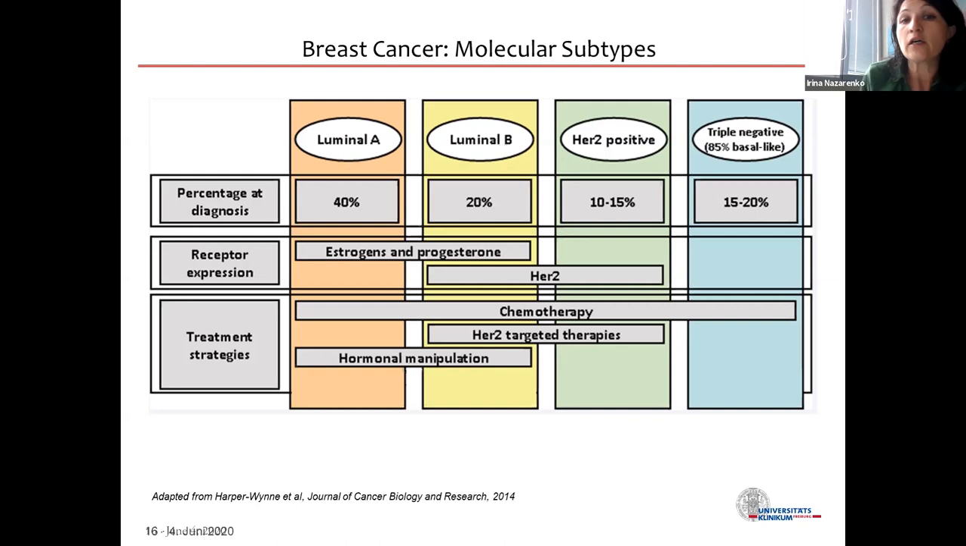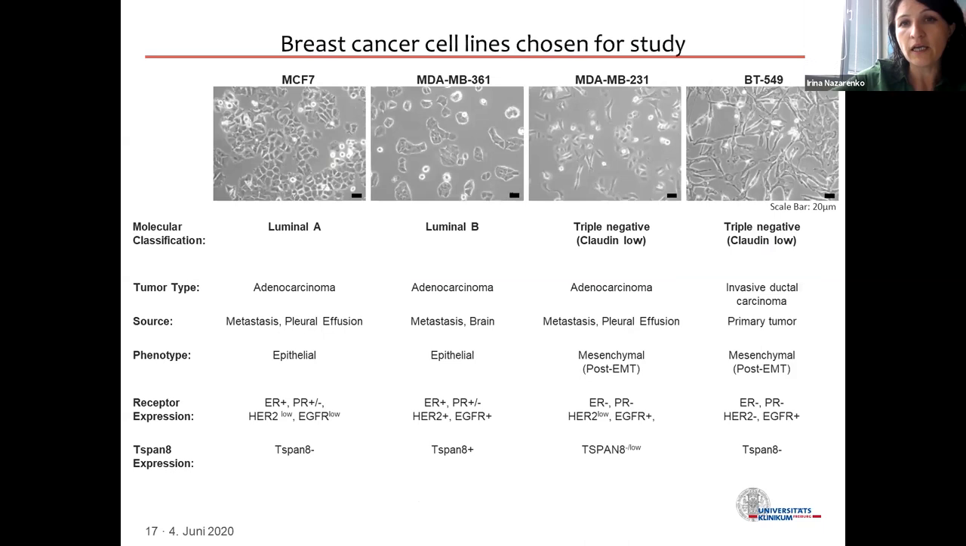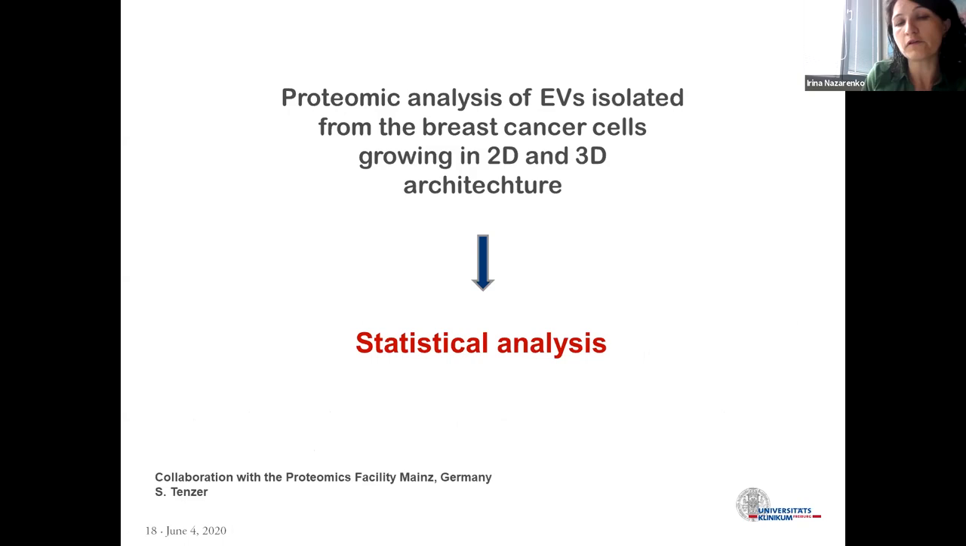So there are many models of these subtypes in cell culture. If we take corresponding breast cancer cell lines, like MCF7 cells belonging to luminal A, MB361 belonging to luminal B, and two triple negative cell lines, MDA-MB-231 and A549, the vesicles will be produced from 2D and 3D culture, like I have described before, and then the statistical analysis will be done. Just simple statistics. And we look at how the vesicles actually differ in their content.